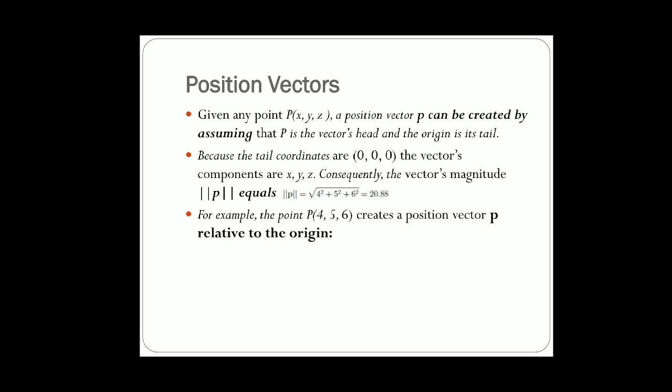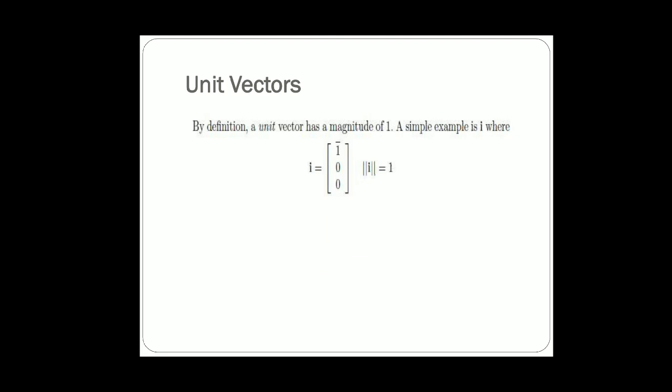Consequently, the vector's magnitude, that is magnitude of P, is equal to the square root of 4 square plus 5 square plus 6 square. That is the formula we saw for 3D Pythagoras, delta x square plus delta y square plus delta z square. So that is around 20.88, the last values shown, and they have calculated 4, 5, 6, which creates a position relative to the origin, which is somewhere like this, 1, 0, 0.